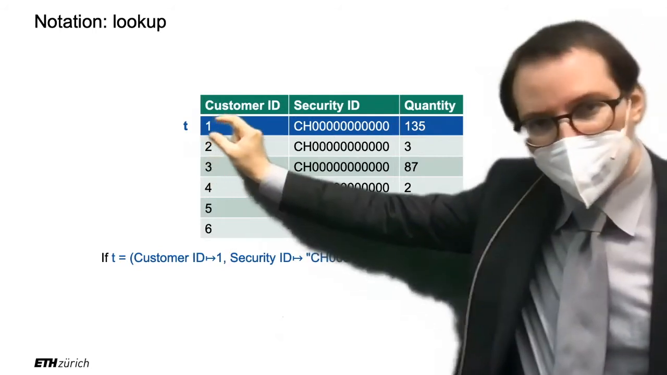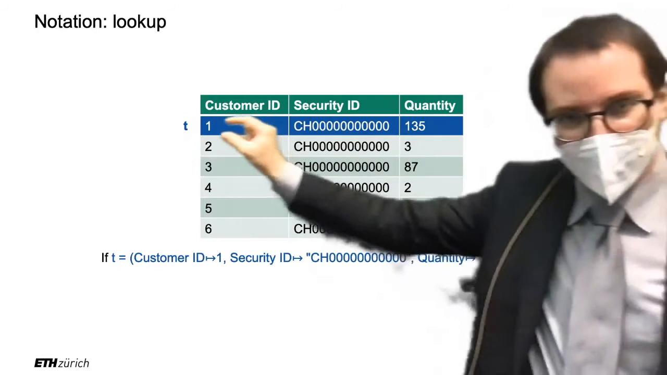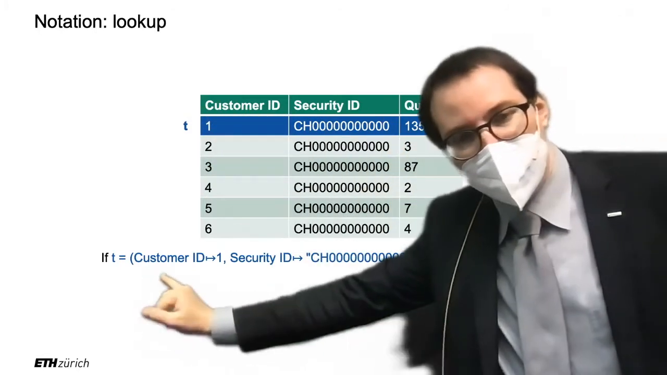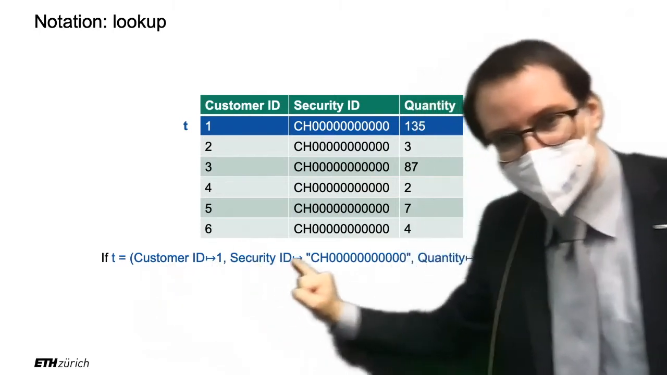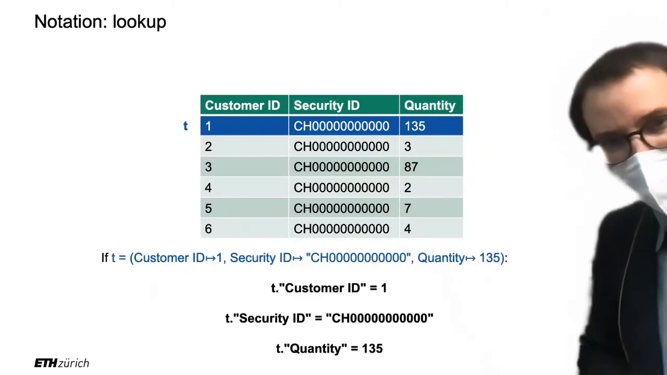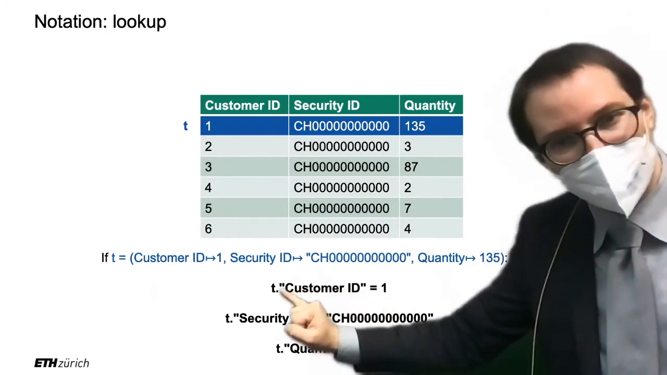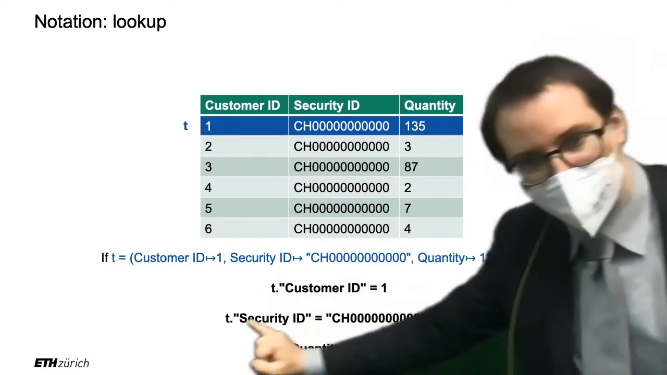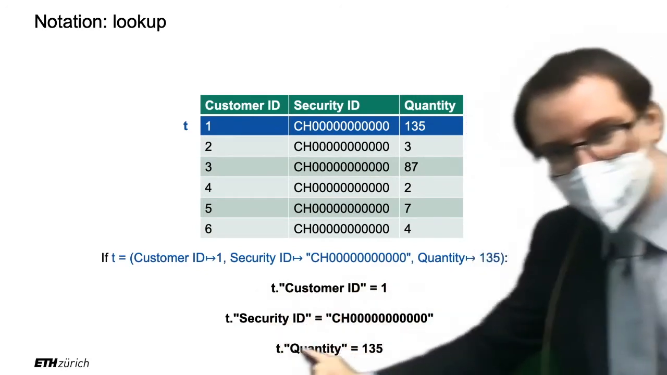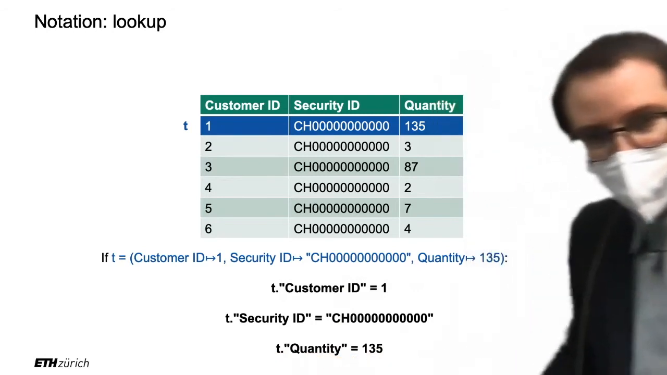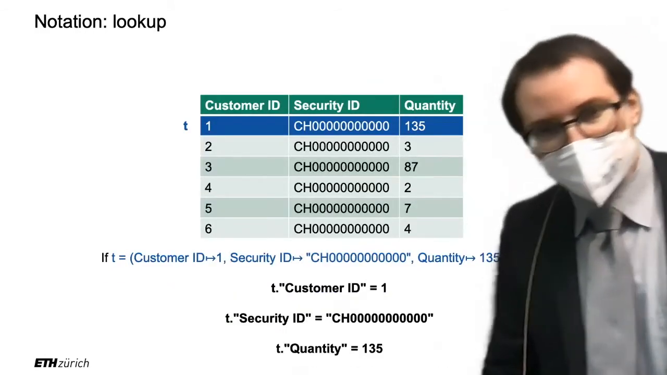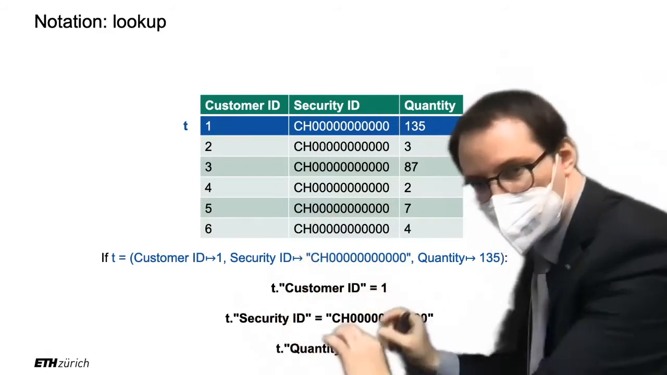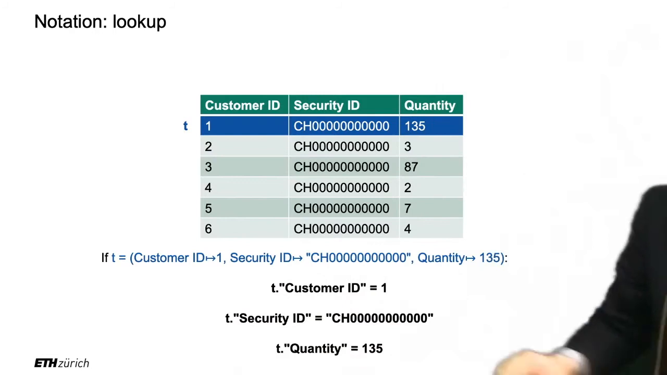If we call T one of the records here, I still keep that letter T because we used to call it tuple. So if T is the map that maps customer ID to 1, security ID to this, and quantity to 135, then I'm going to use this convention with a dot: T dot customer ID equals 1, T dot security ID is this, and T dot quantity is 135. You can also use a subscript. You could also say T and then as a subscript customer ID, or T as a subscript security ID.